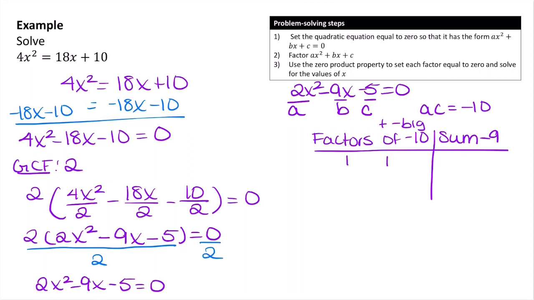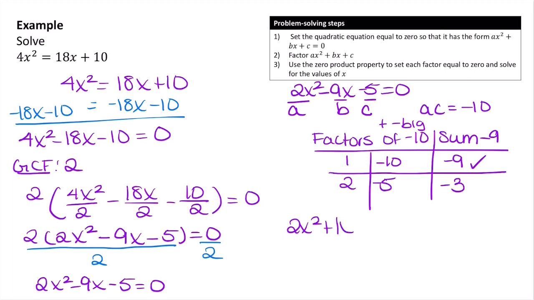So the factors of 10 are 1 and 10 and 2 and 5. Okay, so if I make all the bigger factors negative, 1 plus negative 10 is negative 9, 2 plus negative 5 is negative 3. So this is going to be the pair that works. So I have 2x squared plus 1x minus 10x minus 5 equals 0.